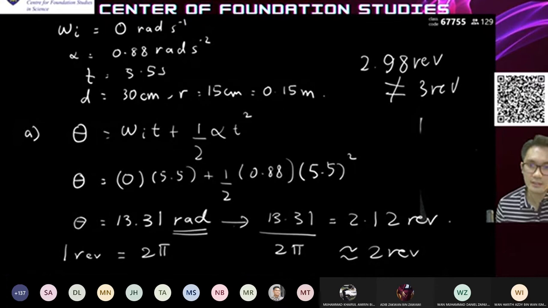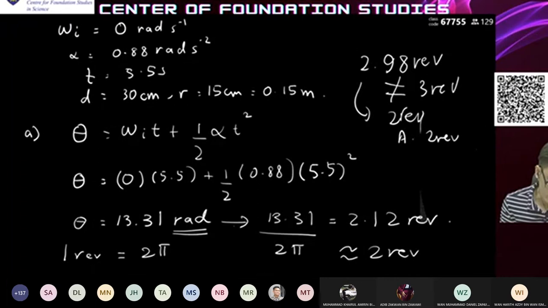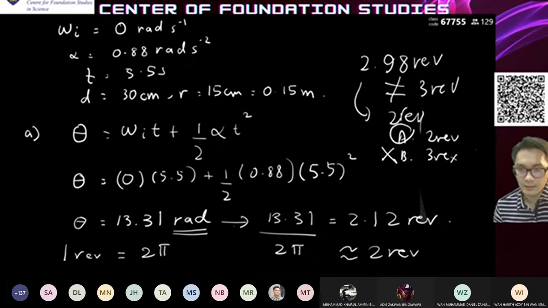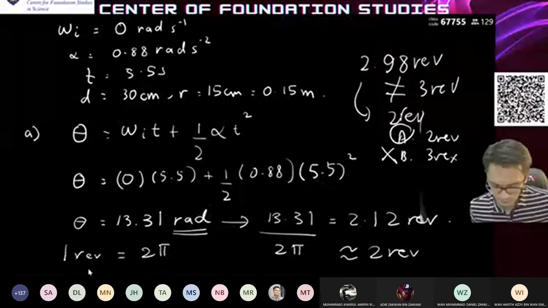Okay, this one memang sangat berjaga-jaga dalam MCQ. So then you calculate and then you dapat 2.98. A, jawapan dia adalah 2 revolution. B, jawapan dia adalah 3 revolution. You don't choose B. Jawapan dia adalah A. Even dia nak dekat dengan 3 because it hasn't reached the third one. Okay, understand? But in assignment, no worries. Assignment, you can put 2.12 or 2 revolution. Tapi MCQ ni you kena be careful about this. So it hasn't reached the third one, so it is still 2 revolution.